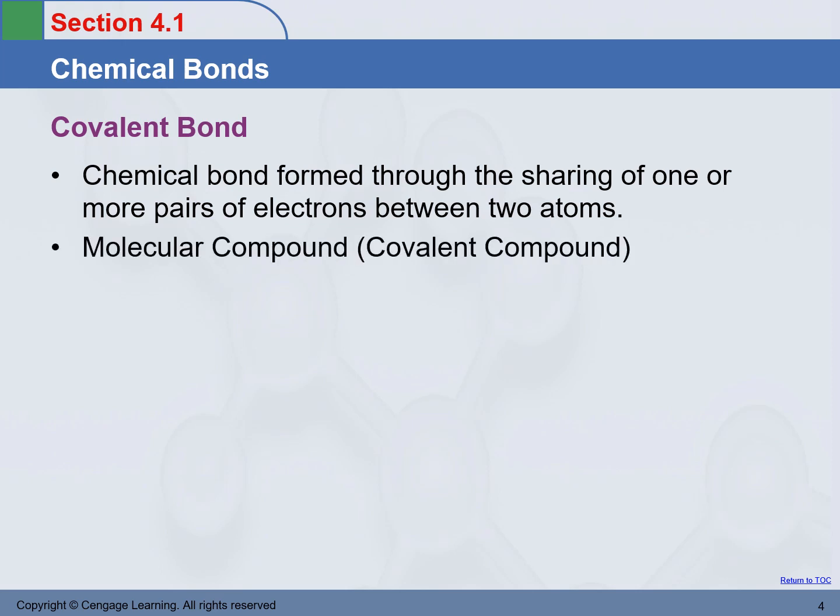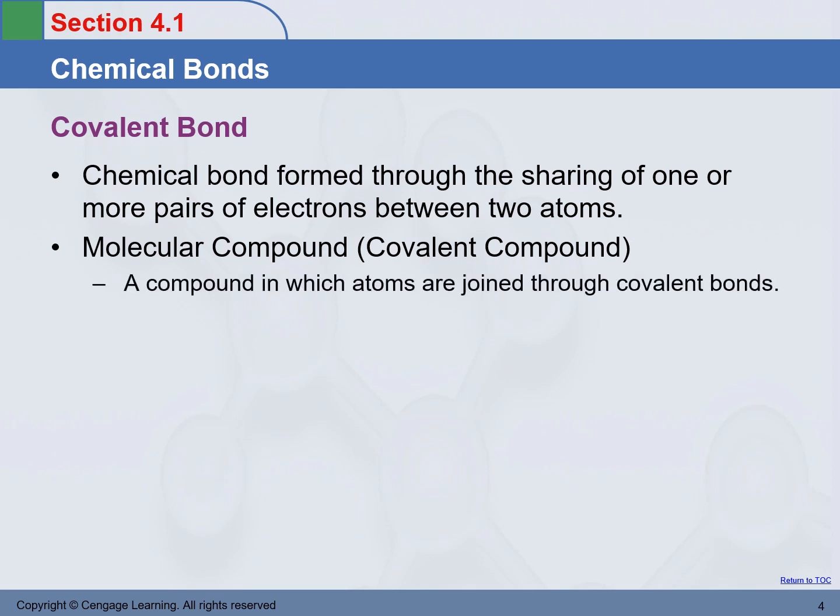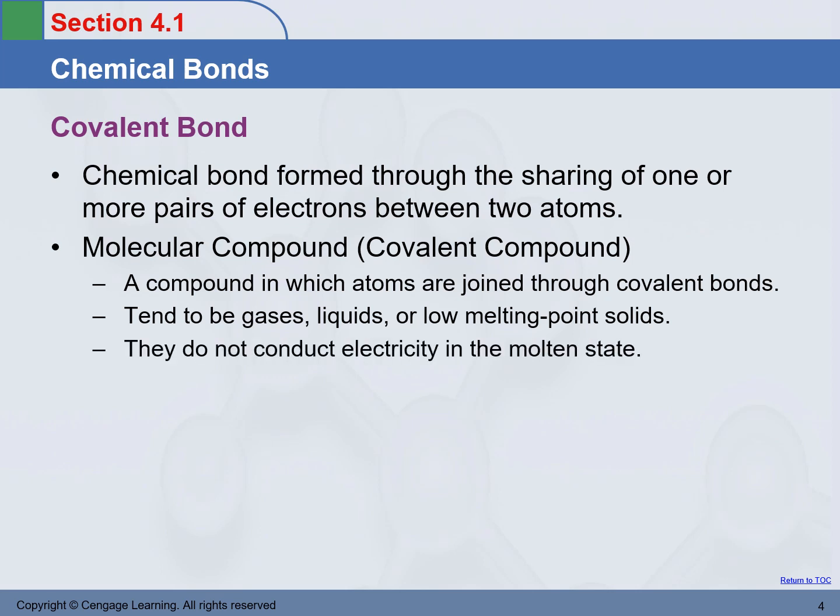Compounds in which covalent bonds are present are called covalent compounds or molecular compounds. Molecular compound and covalent compound are equivalent. They're talking about the same thing, two different names for the same kind of compound. Covalent compounds tend to be gases, liquids, or solids with low melting points. They do not conduct electricity in their molten states.